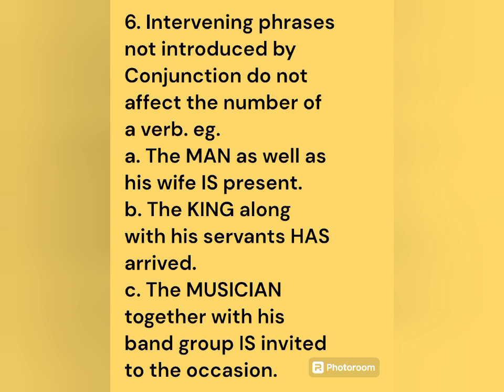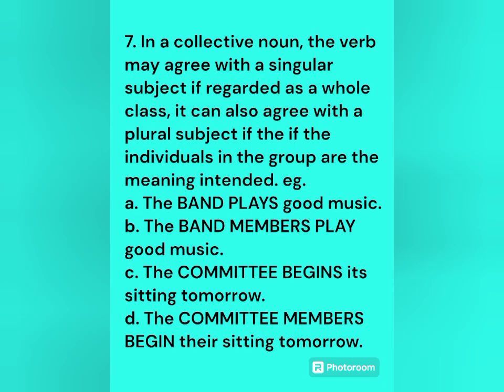The next, rule number 7, is in a collective noun, the verb may agree with a singular subject if regarded as a whole, that is, if it is regarded as a group. It can also agree with a plural subject if the individual and the group are the meaning intended. Let's look at these examples.